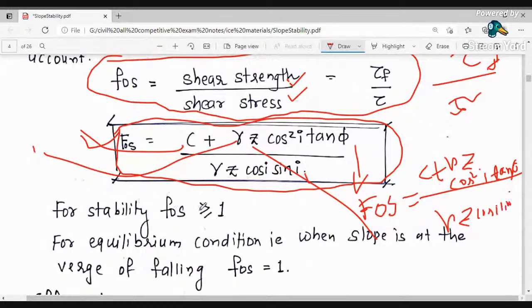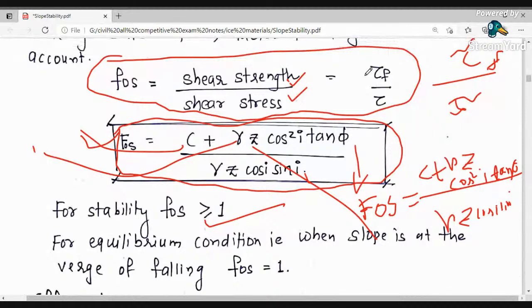For stability, the factor of safety should be greater than 1. Obviously, a factor of safety greater than 1 means tau f should be greater than tau, and then the block will remain stationary.